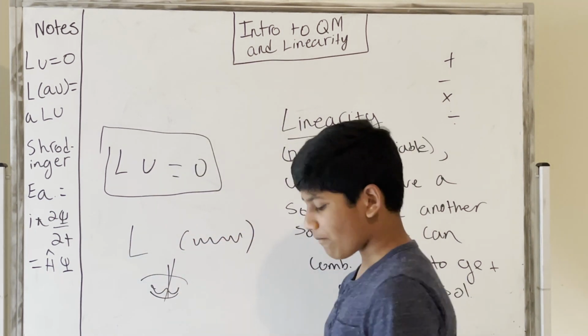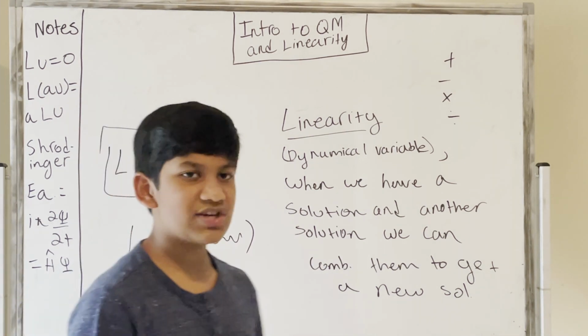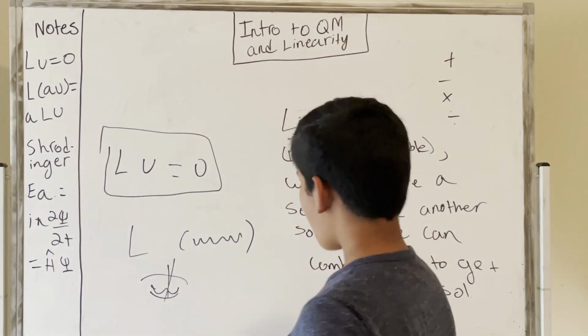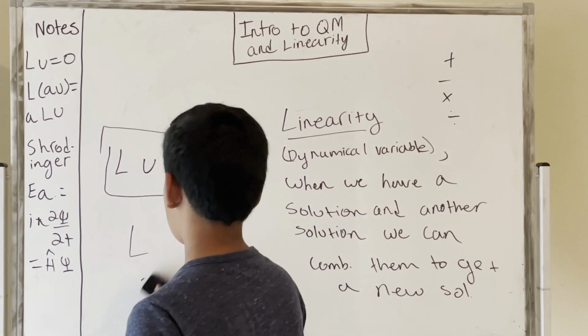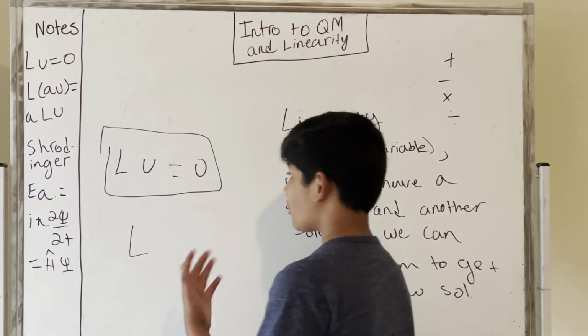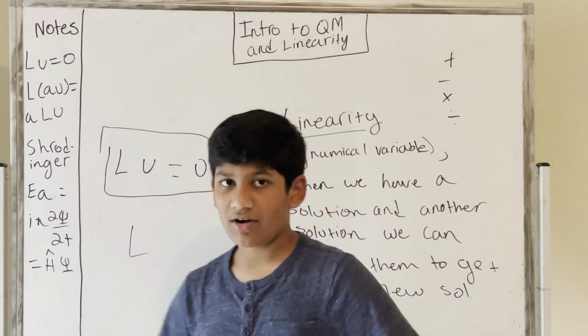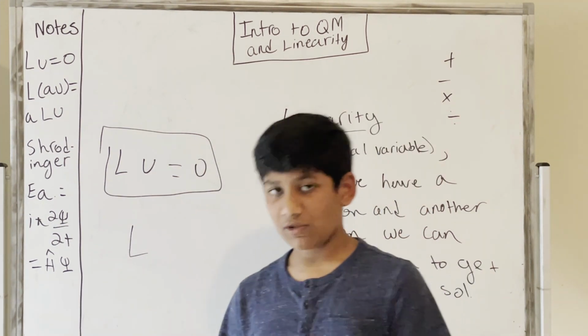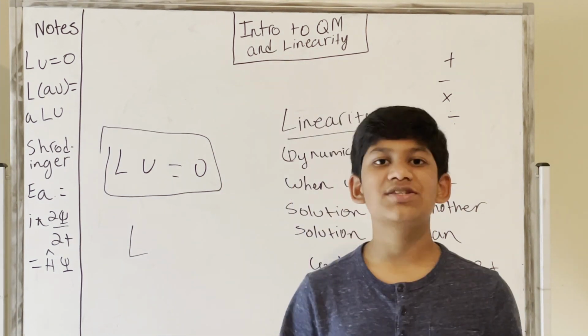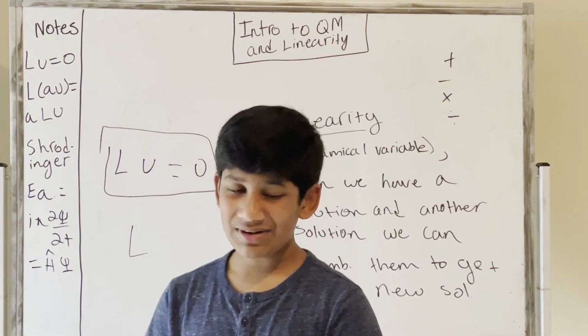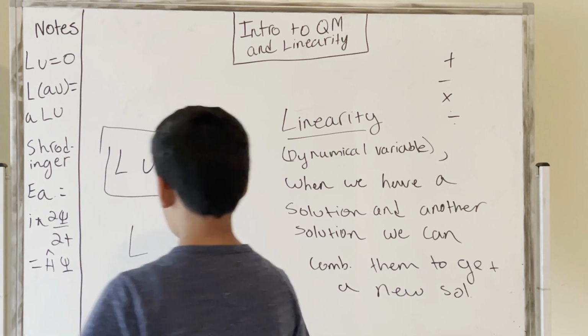For example, the linear operator could be something like differentiation or integration. So a linear operator essentially is just something that operates on a variable. So this is the first law of linearity: a linear operator times a dynamical variable, which in this case is u, has to equal 0, as an operator operates on a variable to change it. So now that we've got our first law, let's talk about our second law.